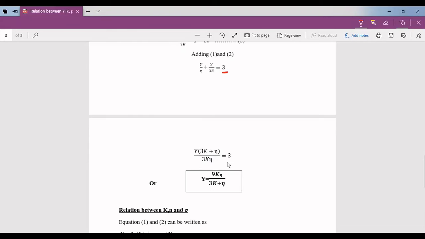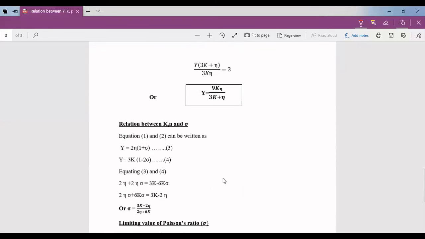And we can also write like this, Y will be equal to 9K eta by 3K plus eta. This is the relation between Y, K, eta: Young's modulus, bulk modulus and rigidity modulus. Now let us take the relation between bulk modulus, rigidity modulus and Poisson's ratio. You already know the equation for Young's modulus, rigidity modulus and Poisson's ratio, and also you know the equation for Young's modulus, bulk modulus and Poisson's ratio.